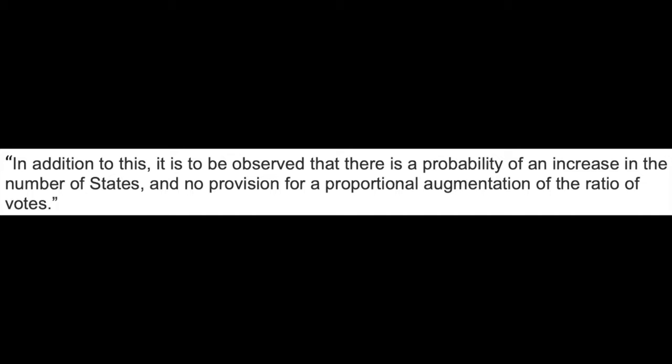So he continues, and I quote, "In addition to this, it is to be observed that there is a probability of an increase in the number of states and no provision for a proportional augmentation of the ratio of votes." End quote. So he's saying at this point, we can have an increase in how many states we have in our union, and there's no provision to give a proportionality to that new added state into the system. So he's hinting towards, are we going to go with an electoral college system? What are we going to do? He's kind of raising the questions for the readers. There's no current system. It's totally screwed up.